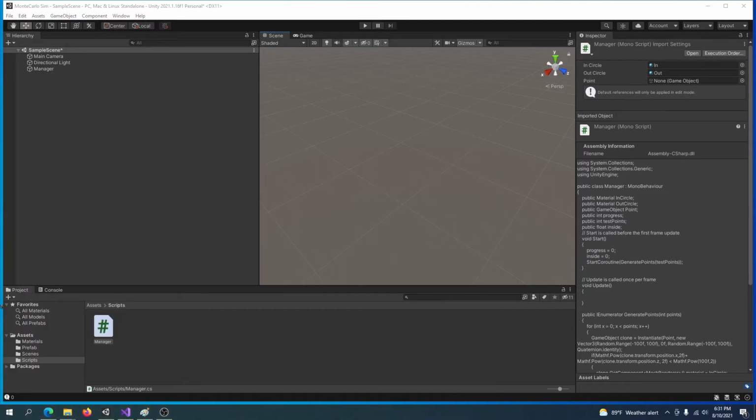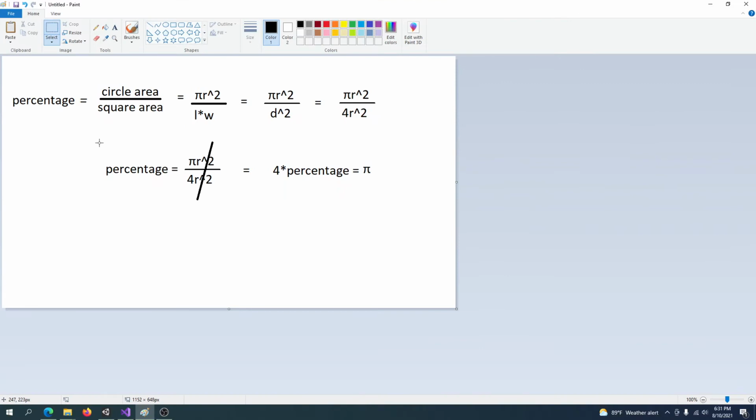So let's think about this, right? We can put a bunch of random points on a 100 by 100 canvas, which is what I'm doing, and then we can look at the percentage of points that fall into a circle inscribed on the canvas, and then divide that by the area of the square upon which the circle is inscribed. So if you think about it, the percentage of points which will be inside of the circle is just equal to the area of the circle divided by the area of the square.